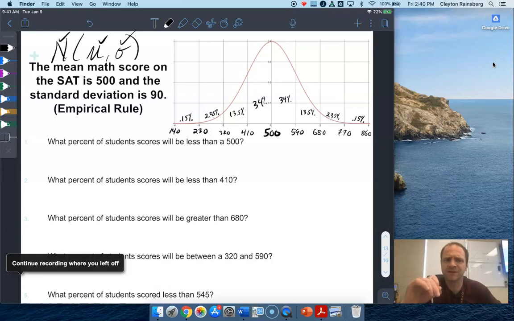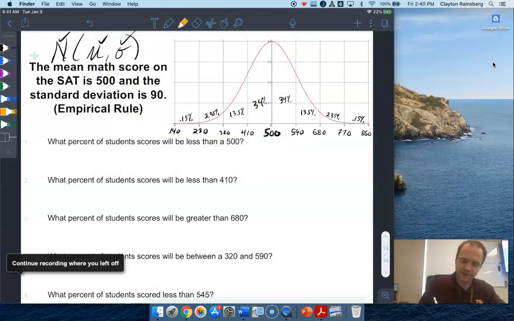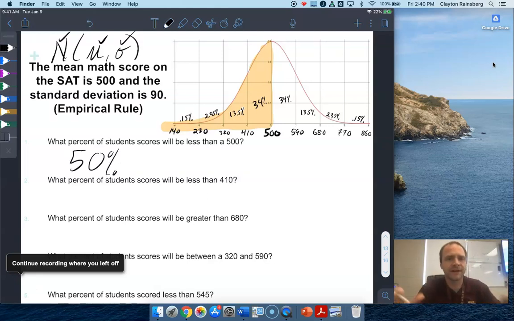What percent of students' scores will be less than 500? So I would sketch my curve. I would graph it. I would label it. And I'm actually even going to shade it. And so less than 500 would be here and all the way. So I'm going to shade it. So I want to know what percent lies within there. Now I could add up 0.15, 2.35, 13.5, and so on. But really, that's half the normal distribution curve. That is 50%. It cut it in half. So boom, done. Next one.